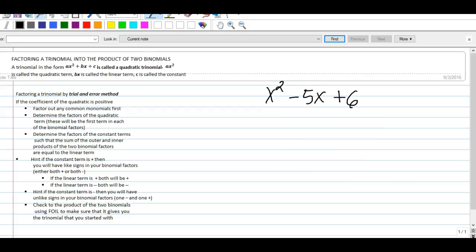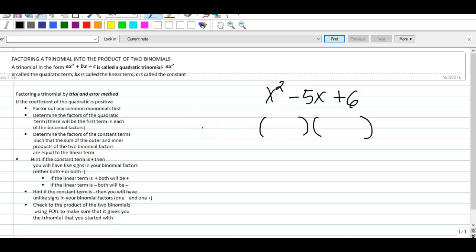Next example, very similar to the first in the fact that our quadratic term still has a coefficient of 1, which makes it relatively easy to factor. Constant term is still plus 6, but what has changed here is the sign of our linear term. So again, what we want to do is take this trinomial and factor it into the product of two binomials.